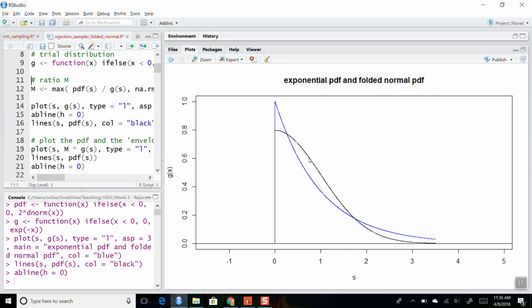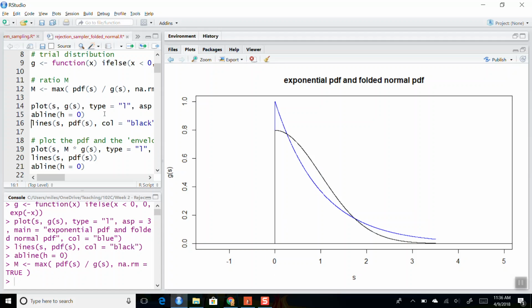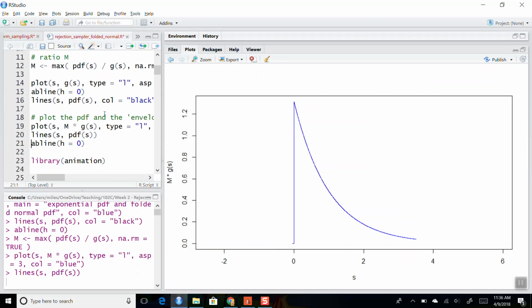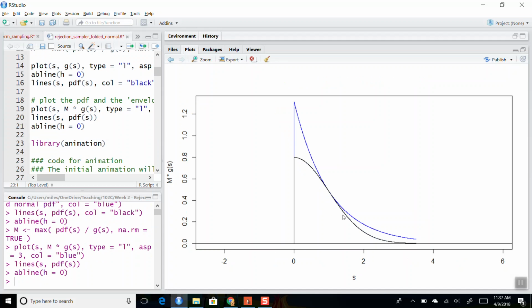Okay, so basically I'm going to find where this is most tall compared to this. Okay, and so I need to find basically the maximum value of the ratio of my target PDF and the exponential. Okay, and when I do that and I plot it accordingly, then I would get something like this.